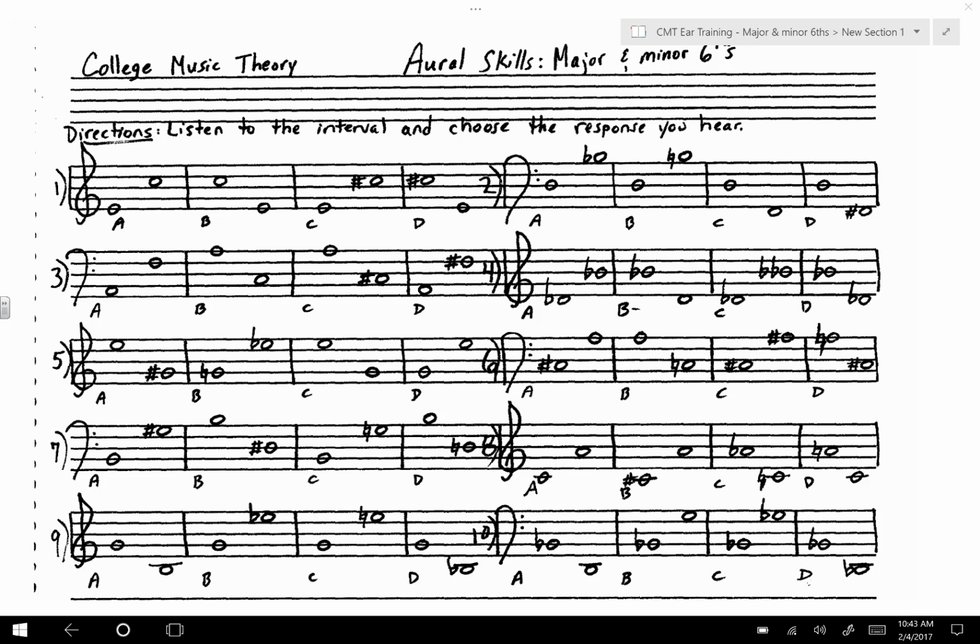Now we have a minor sixth that ascends. It sounds like this. And I'm sure you've heard of this song before. Well, the opening there of The Entertainer by Scott Joplin sounds as a minor sixth. See if you can hear it. Right there, I'm going back and forth between two notes, sounding as a minor sixth.